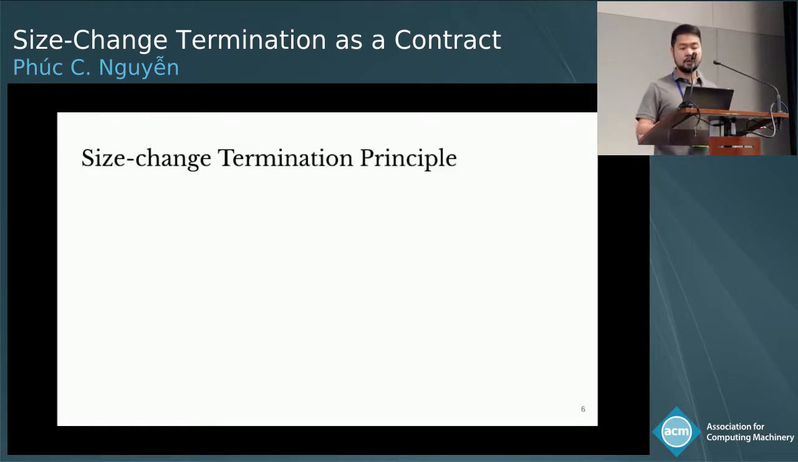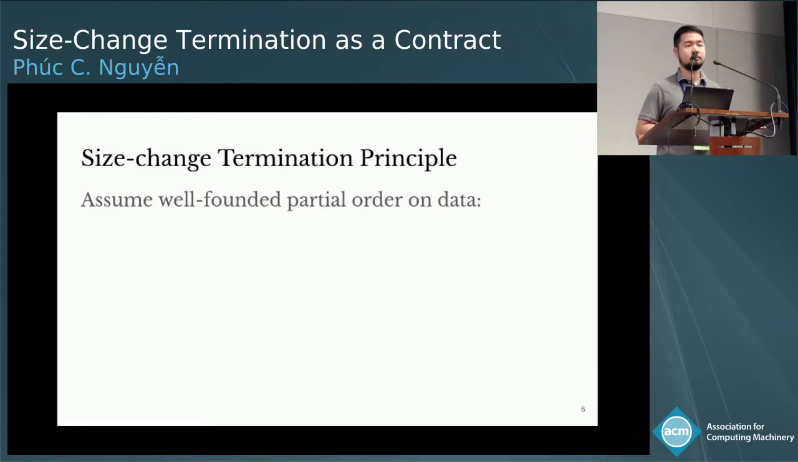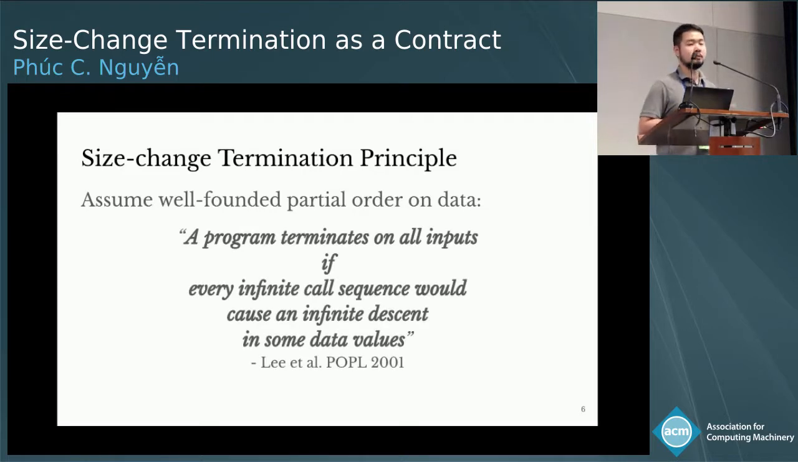So size change termination is a simple and general principle for checking termination of programs that have some kind of well-founded partial order in their data. The principle states that the sufficient condition for a program to terminate on all inputs is that every infinite call sequence in the program would cause an infinite descent in some data values.